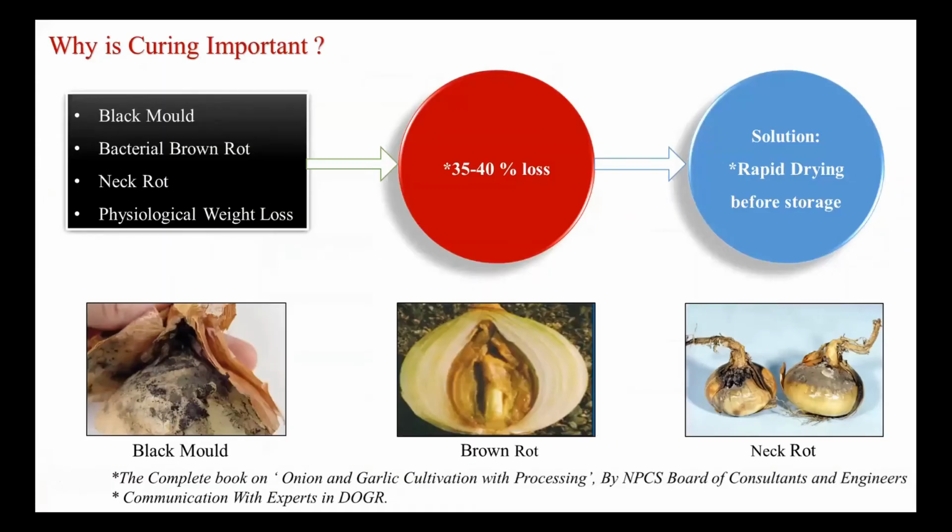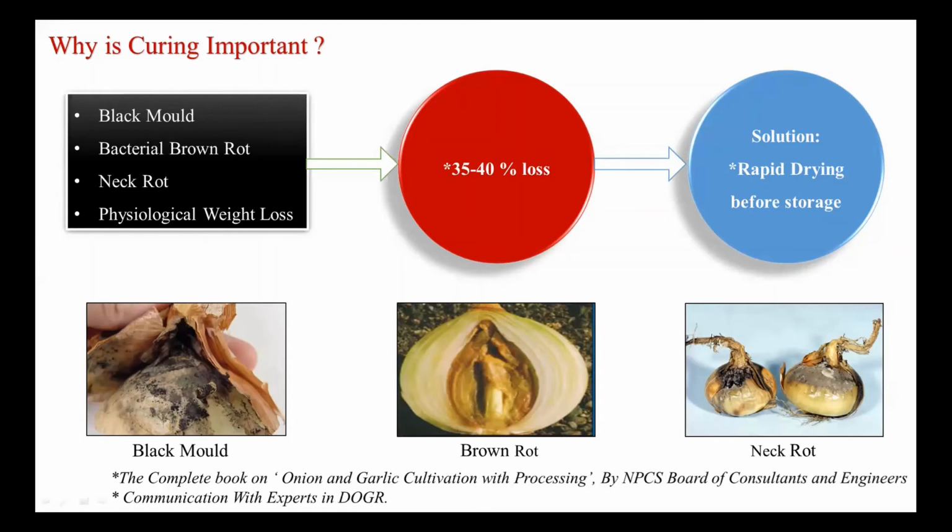So why curing and why storage? These two things I have mentioned. If there is negligence on the curing side, basically when you pull out the onion during harvest, you leave it in a field so that it gets dried naturally by sun drying, and then you go for storage. It's a ventilated storage structure system.